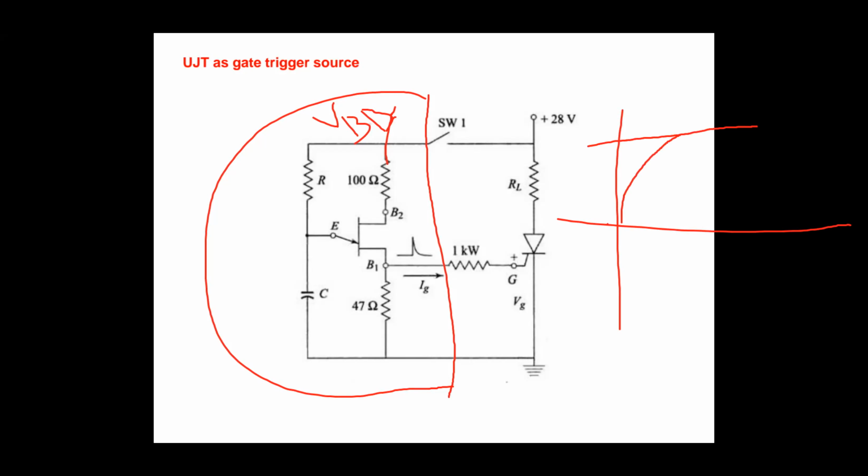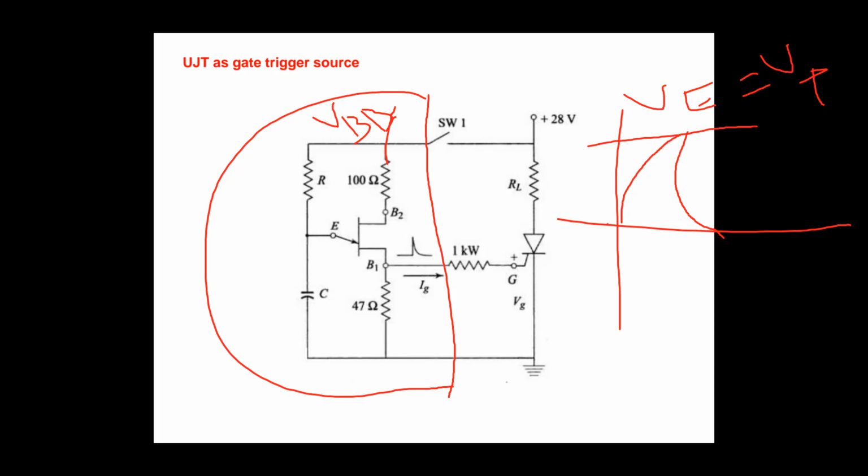When VE is equal to VP, the capacitor will start discharging, and at that time UJT is going to be turned on. Initially UJT is in an off state. When you give VBB, the capacitor will be charging through a resistor R. When the emitter voltage equals VP, the capacitor will start discharging and UJT is turned on.